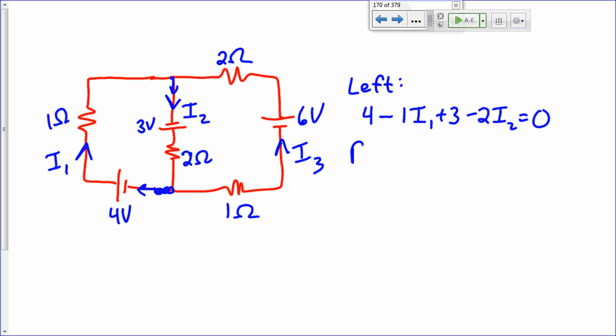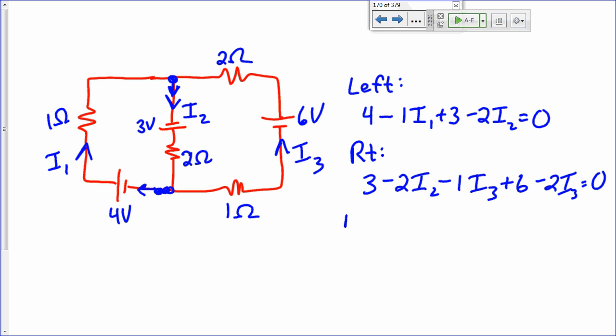All right. I can do the right loop as well. Let's just start right here and go down. That's going to be 3 minus 2I2. What's the next term for the right loop? Minus 2I2, then minus 1I3. Right? Plus or minus 6? Plus 6 minus 2I3. And then that's equal to 0.